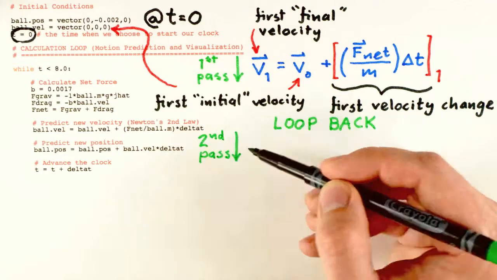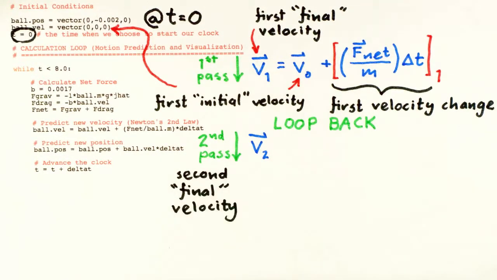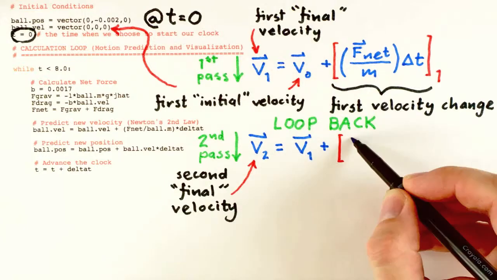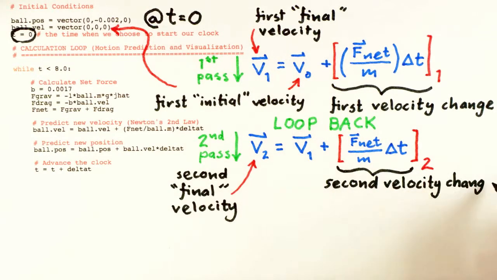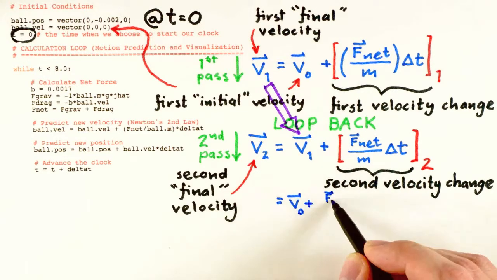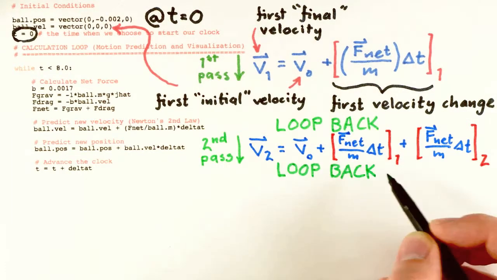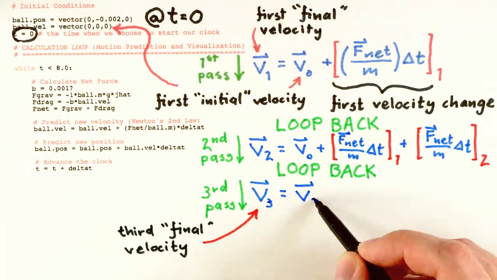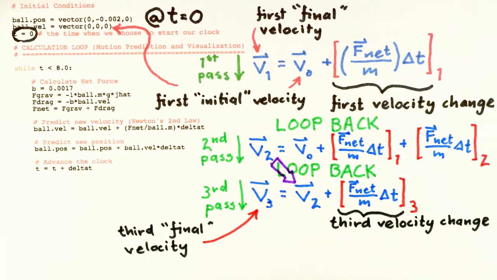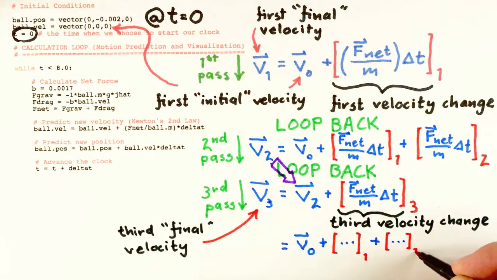Now the second time through the loop, we predict a second final velocity by adding a new change in velocity to a new initial velocity. Notice this new initial velocity is just the final velocity we predicted from the previous pass through the loop. So we could also write the second pass through the loop like this in terms of v0 and the sum of all velocity changes up to that point in time. Now we can do a similar thing for the third time through the loop, again writing the new final velocity in terms of v0 and the sum of all velocity changes up to this point in time.